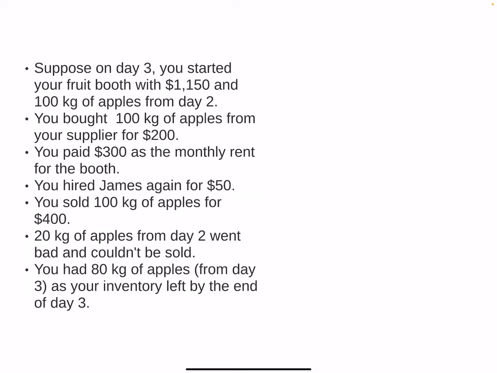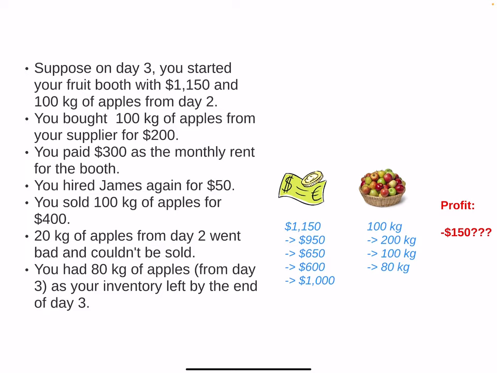Alright, if you want to find out your profit for day 3, let's have a look. So let's look at your cash count. Your cash goes from 1150 down to 950 because of the $200 you paid to buy more apples. Down to 650 because you paid the rent. Goes to 600 because you hired James, but now going back to 1,000 because you sold something, right? And in terms of your inventory, 100 kilograms of apples goes to 200 and then down to 100 and down to 80 because 20 kilograms of that couldn't be sold.